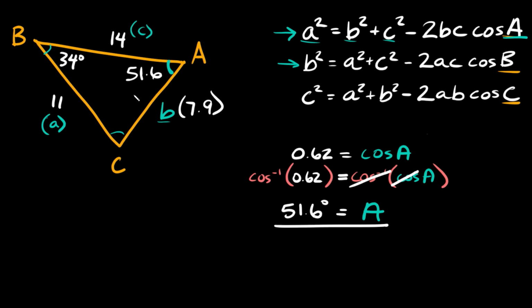But luckily, since we have two of the angles, it's kind of easy to solve for this last one, because remember, whenever you add up all the angles inside of any triangle, they should add up to 180 degrees. So 34 degrees plus 51.6 degrees plus this angle should equal 180. So that means angle C should be 94.4 degrees. So now we solved for all three angles and all three sides.